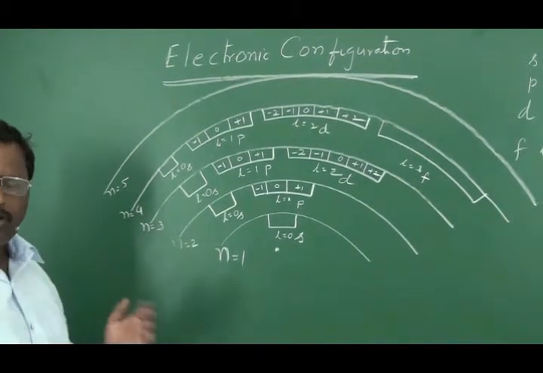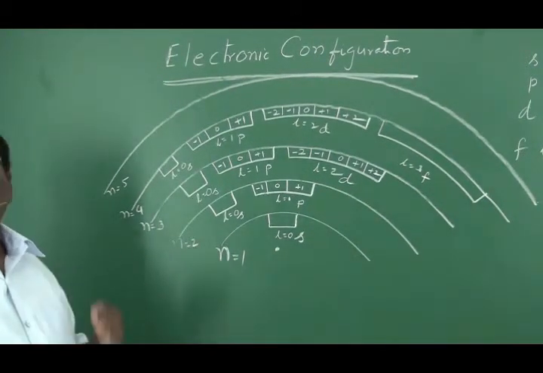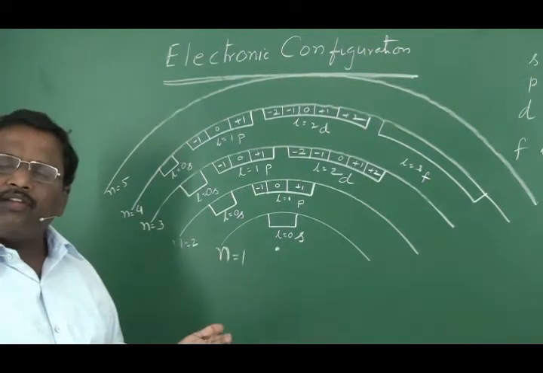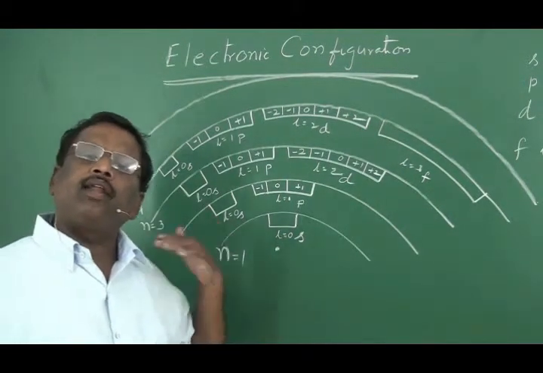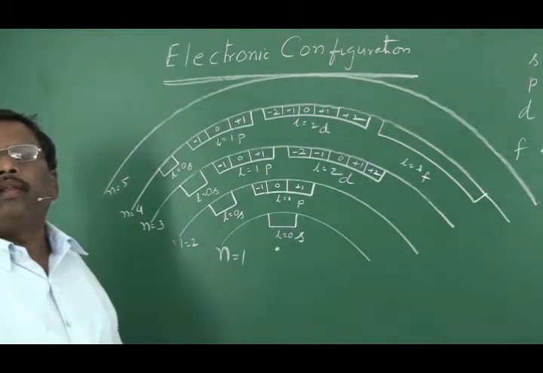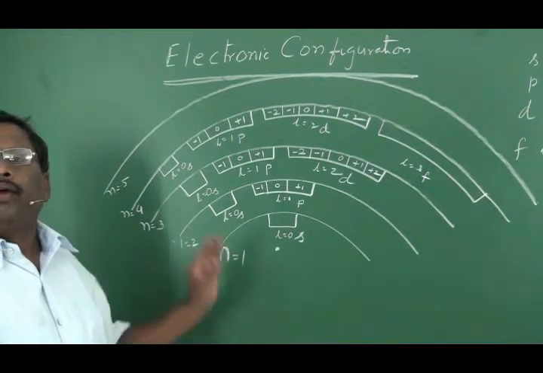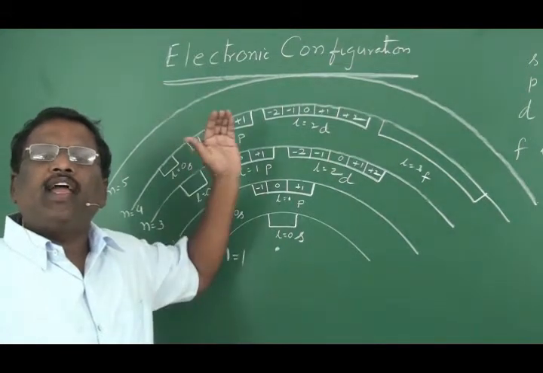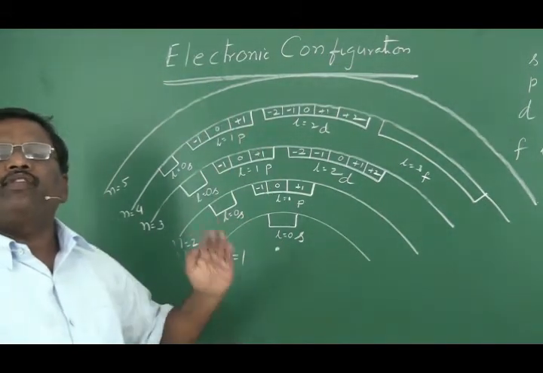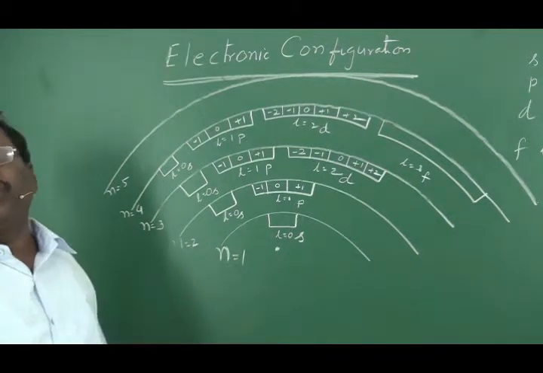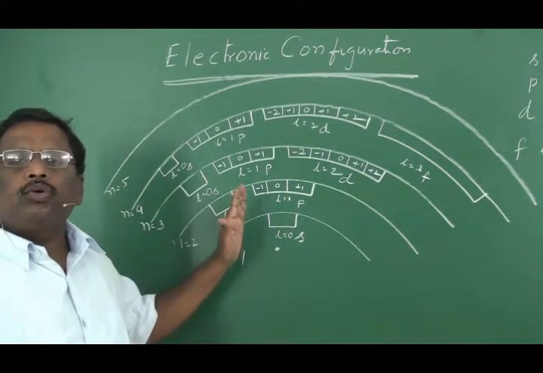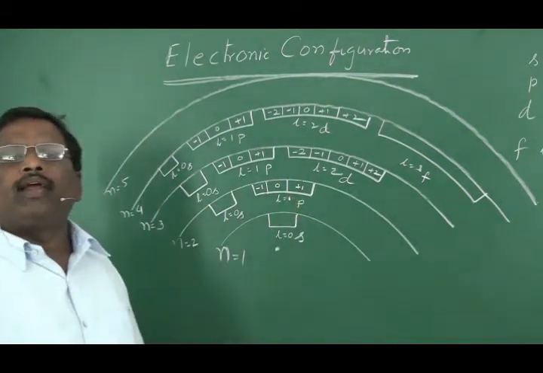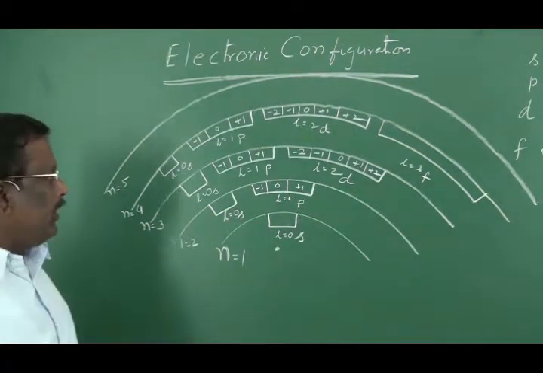Whether it is 3D orbital, 4D orbital, or 5D orbital, 3D sub-energy level, 4D sub-energy level, or 5D sub-energy level, it will have 5 orbitals with 5 M values, and those M values are from minus 2 to plus 2, including 0.